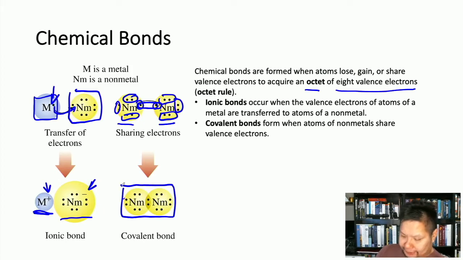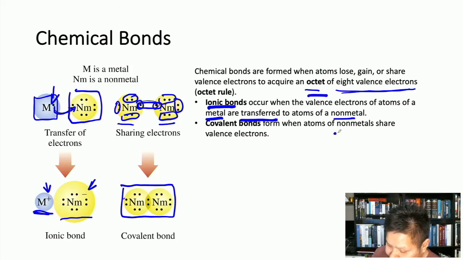So, big things to remember: the octet rule, 8 valence electrons. Ionic bonds are between metals and nonmetals, and it's a transfer of electrons from one atom to another. A covalent bond is between two nonmetals, and they share their valence electrons to achieve the octet rule of 8.